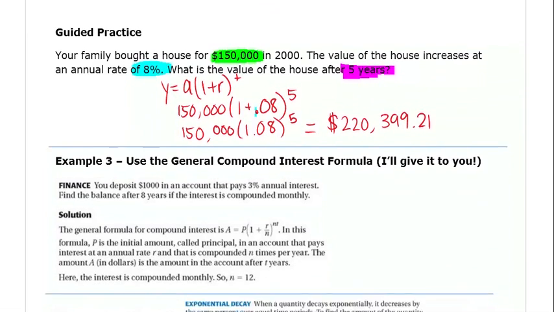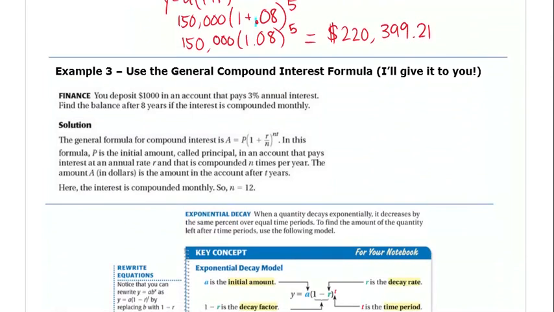Okay, next example is using the general compound interest formula, and this is a crazy looking formula, but if I make you do it, I will definitely tell you what the formula is. Okay, you do not need to memorize this. However, you do need to know what each part represents.